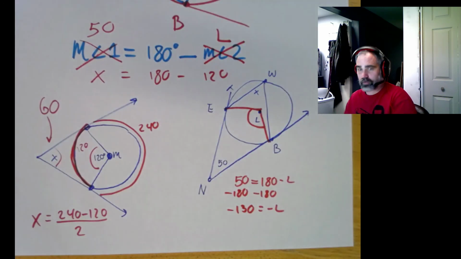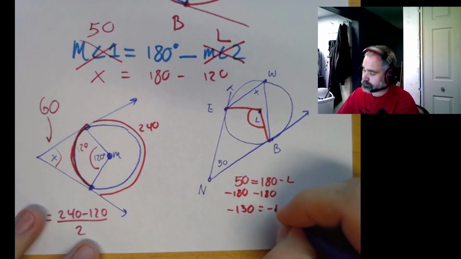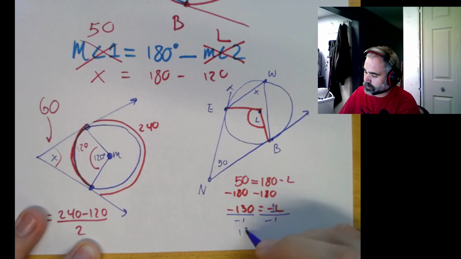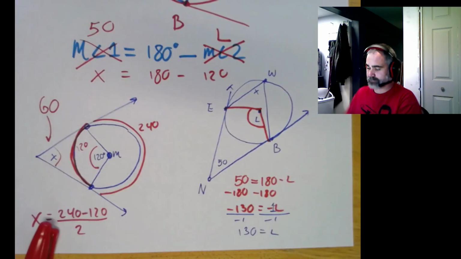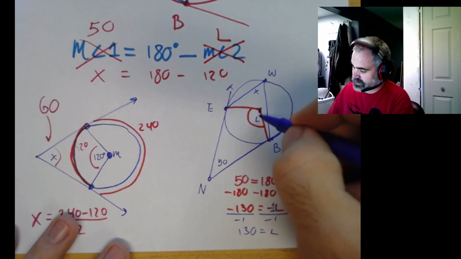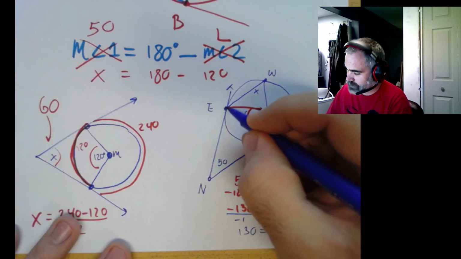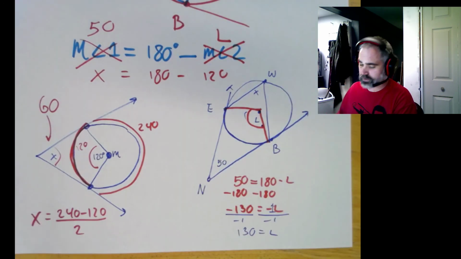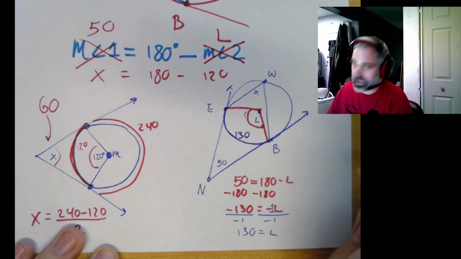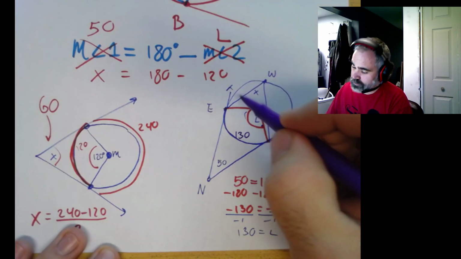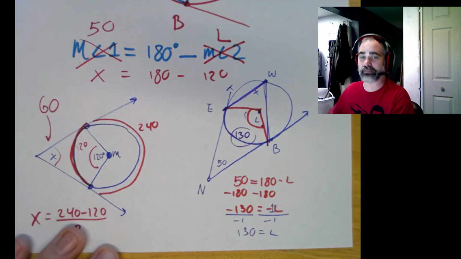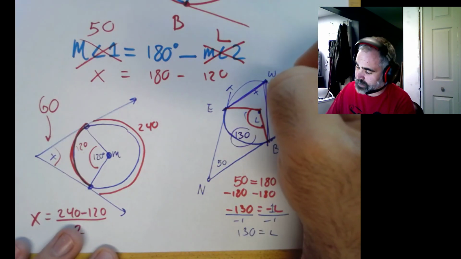There is a ninja 1 there. Don't lose your ninja 1s. Divide both sides by negative 1 to get L equals 130. Why does that help me? Because that means the central angle is 130. That means that this arc measure is also 130. And remember that inscribed angles are always half of the arc. So if this arc is 130, x has to be half of that, or 65.